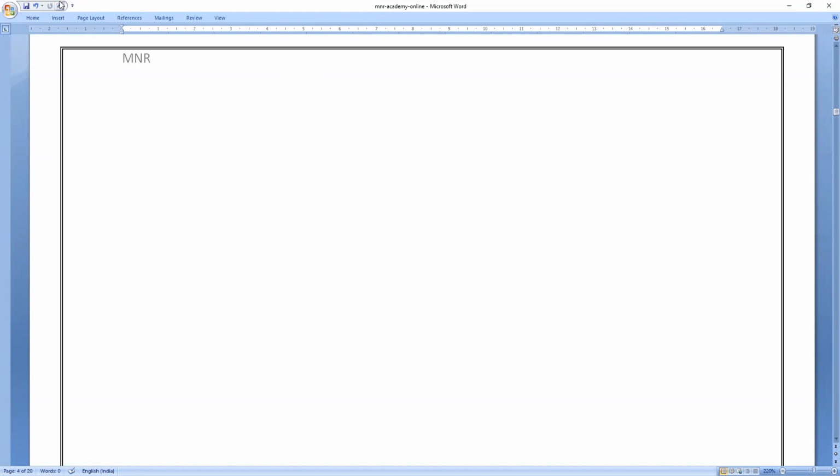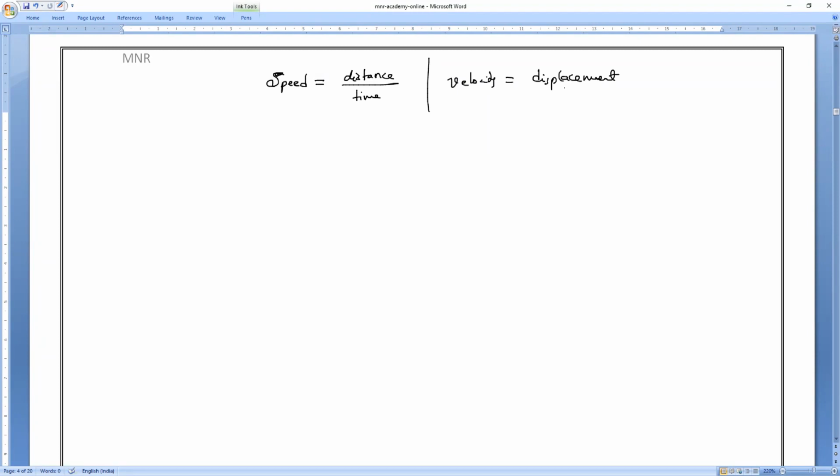What is velocity, everybody? Can you tell me first? Let me start with speed. Can you tell me what is speed? Speed is equal to what? Distance by time. And we all know velocity. Velocity is equal to what? Displacement by time.